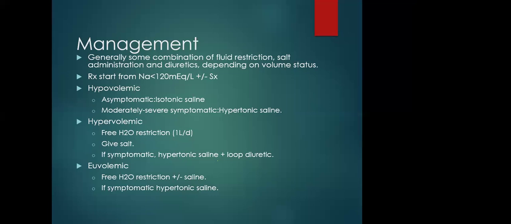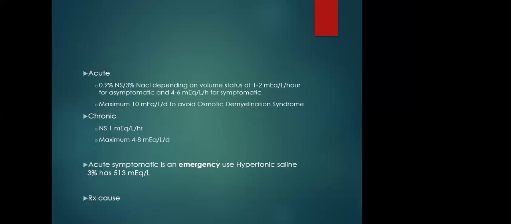If they are hypervolemic, then you can restrict water, give salt, and if they are symptomatic, then you can go to hypertonic saline and loop diuretics. If they are euvolemic, then do free water restriction plus or minus saline. But if they are symptomatic, then go to the hypertonic saline. Now, based on the state which these patients are in, they can be in an acute or a chronic phase.